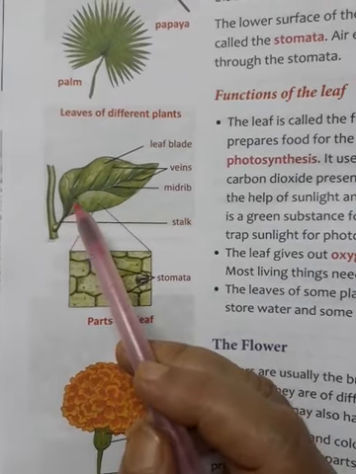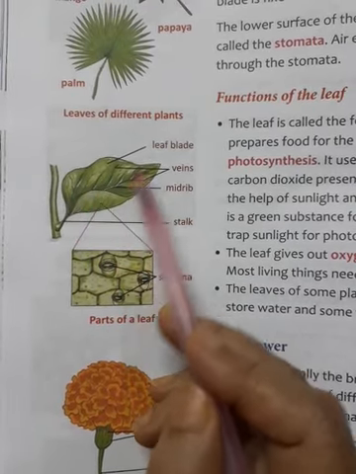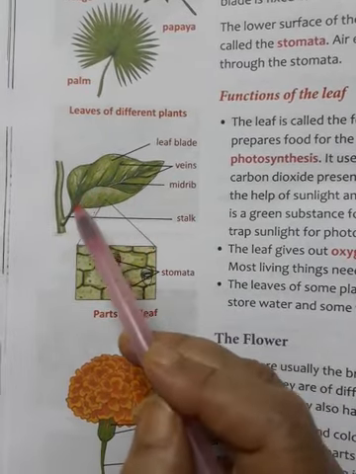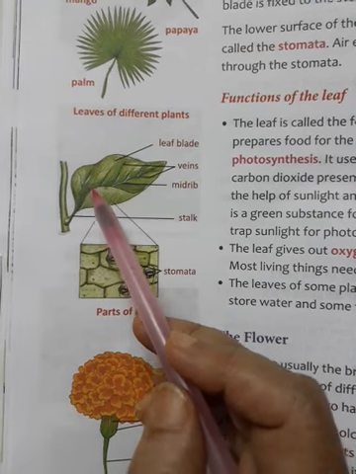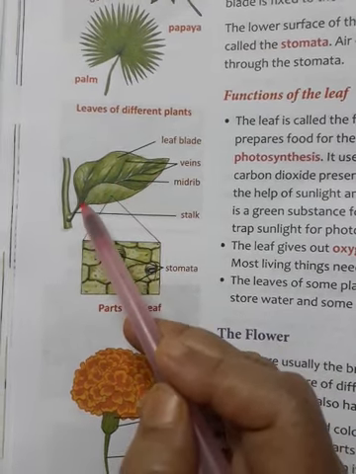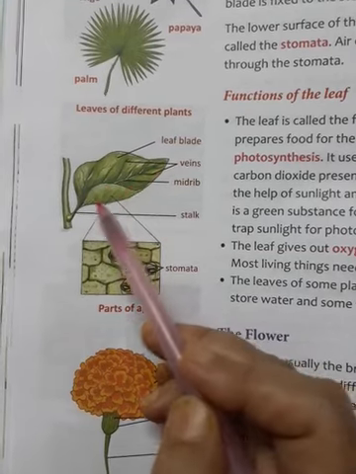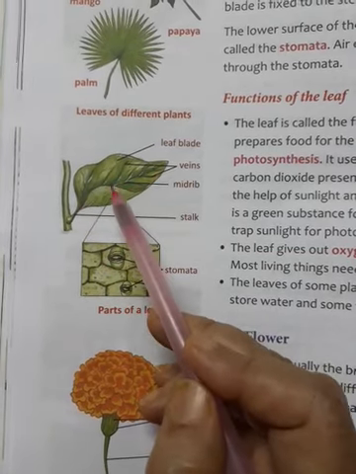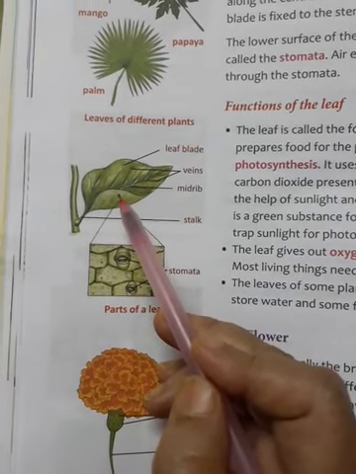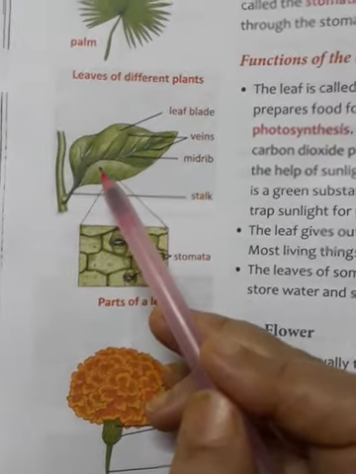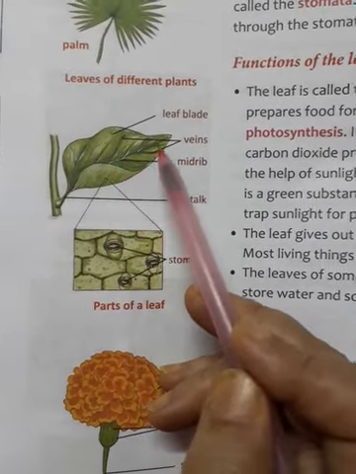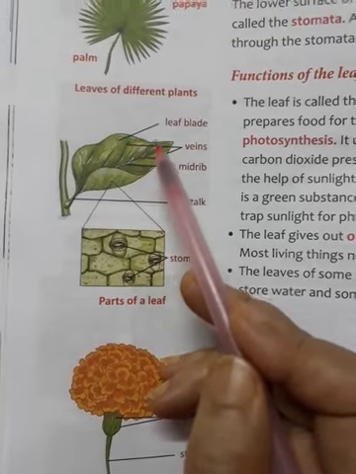There are plenty of thin tubes, side tubes as well as main tubes, running through the inside of the leaves. Those are called the veins. The main one which is going through the center is called the midrib, and the veins which are running through the sides are called the side veins. The midrib is in the middle and the veins go by the side.